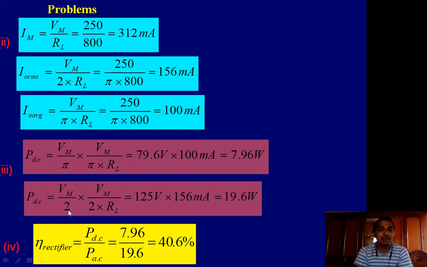PAC is V maximum by 2 into V maximum by 2 RL, that is V naught RMS into I naught RMS. So 125, and just now we derived 156 milliamps, so the total is 19.6 watts. The final is rectification efficiency, PDC by PAC, that is 7.96 watts divided by 19.6, which is 40.6%. This is with negligible resistance.